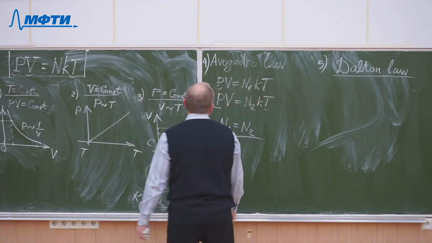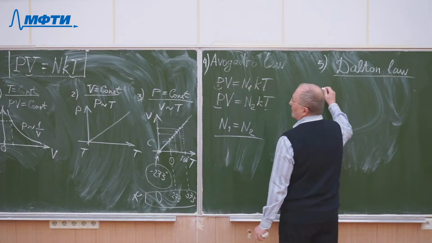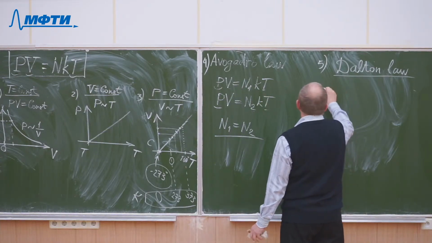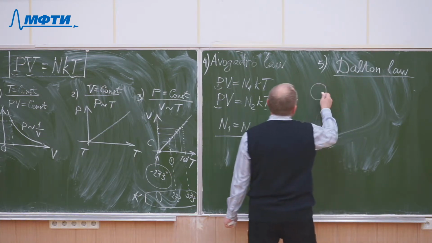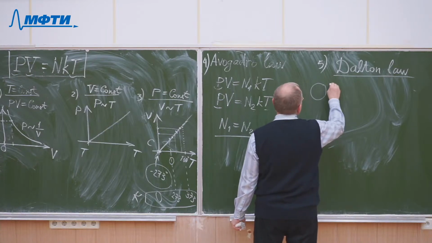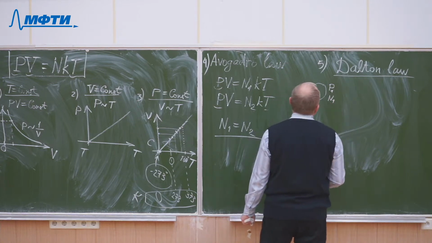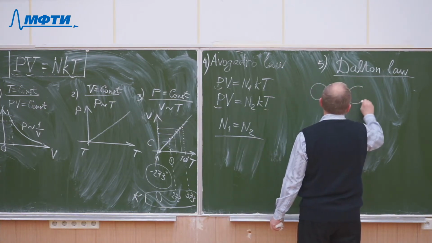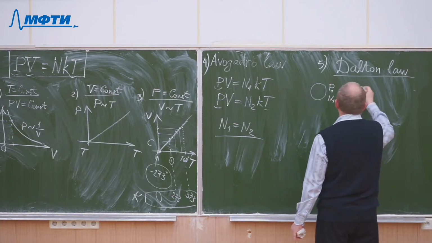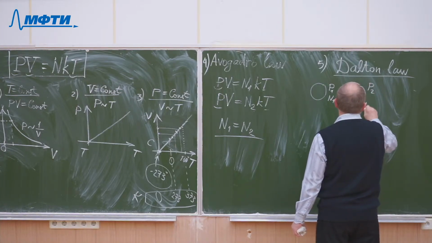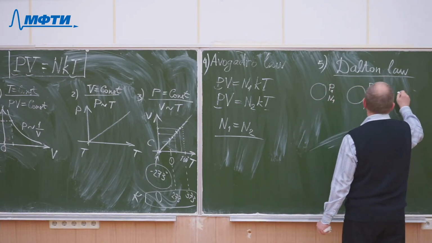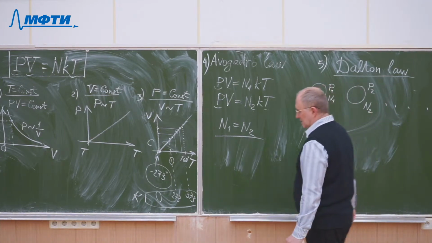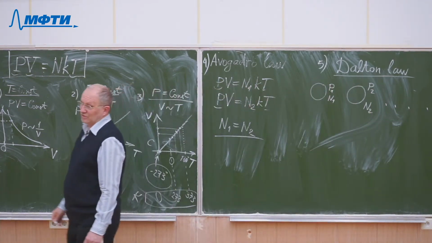Consequence number 5. Suppose we have a first container which has pressure P1 and number of molecules N1, and we have the second container with different gas and different pressure and different number of molecules, but the same temperature and the same volume. And also we may have other containers with different gases.